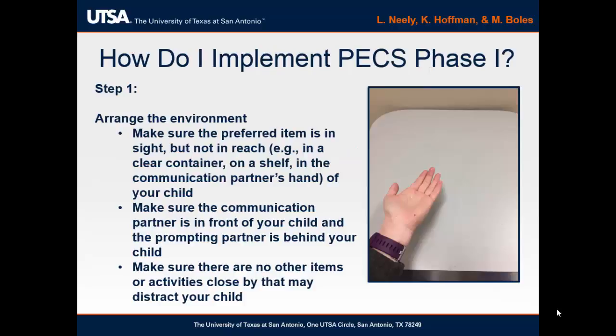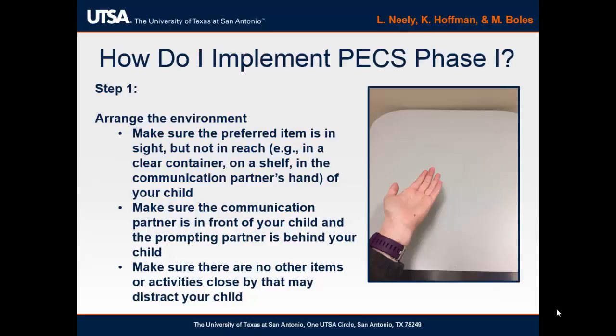So how do you implement PECS Phase 1? You might have noticed from the video that they had arranged the environment to ensure that the preferred item is in sight but not in reach. So some examples of that might be placing it in a clear container, putting it out of reach on a shelf, or in the communication partner's hand.